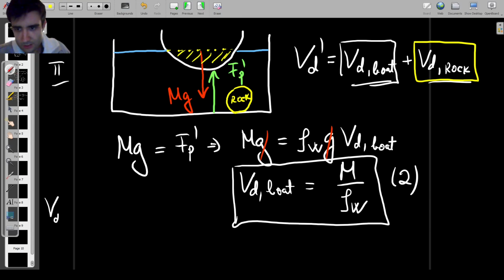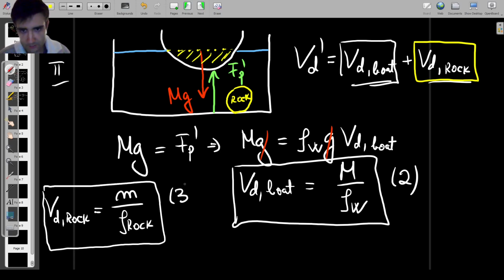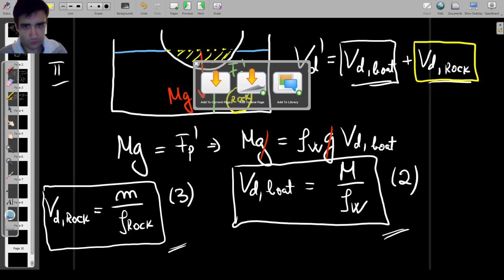So the volume displaced by the rock is actually equal to the mass of the rock, which is small m, divided by the density of the rock. So this is simply a case of the volume of the rock being its mass divided by its density. I'll call this one 3. Right, so what we have to do now is take those two and add them up and see what happens. So I'll take this to the next page.